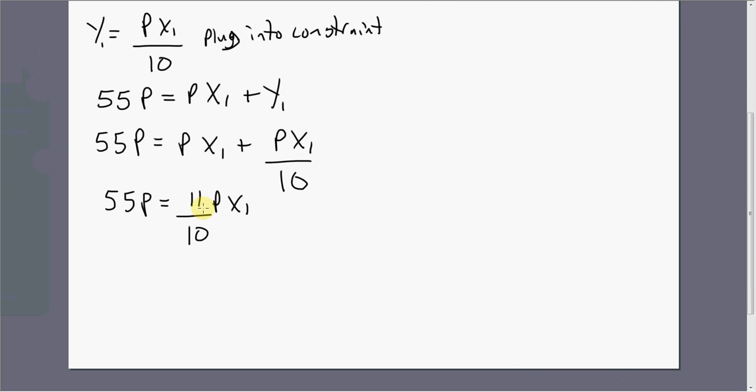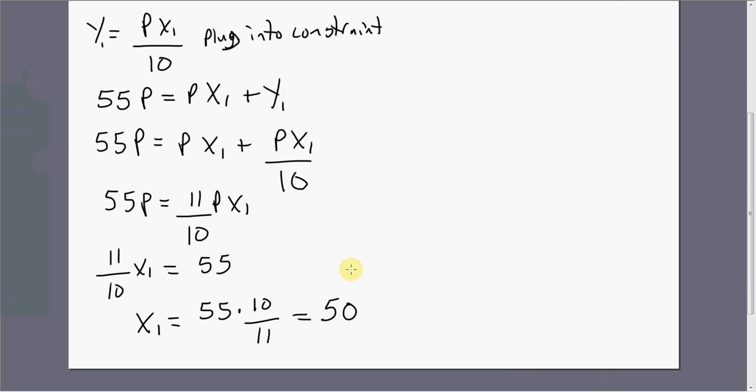Okay, so the right-hand side will simplify to something like this. Notice that the p's cancel. Okay, multiplying through by 10 divided by 11, we're going to get 50. So x1 equals 50. And now we can say something about x2. How many units of good X does the second consumer consume?